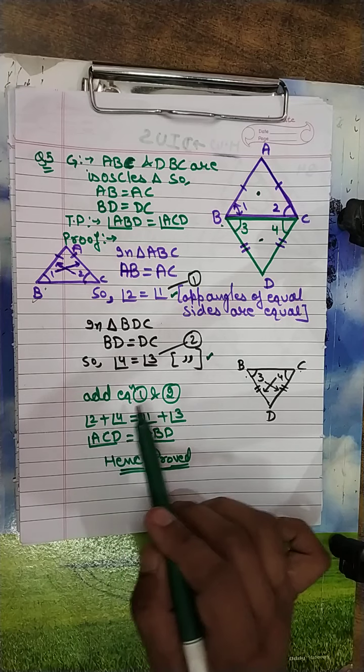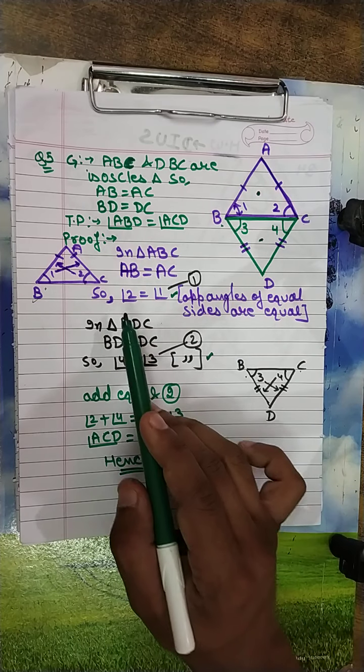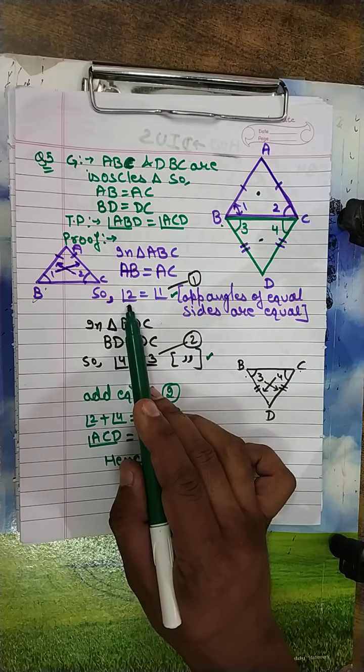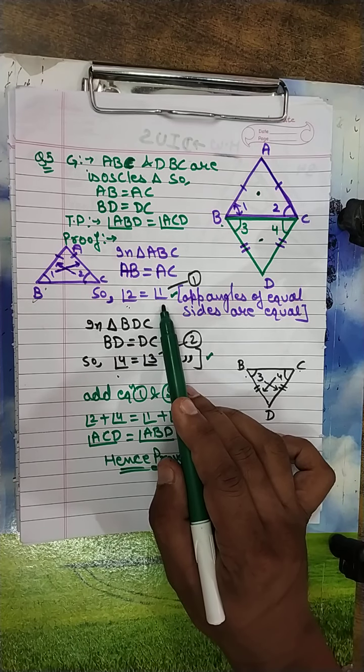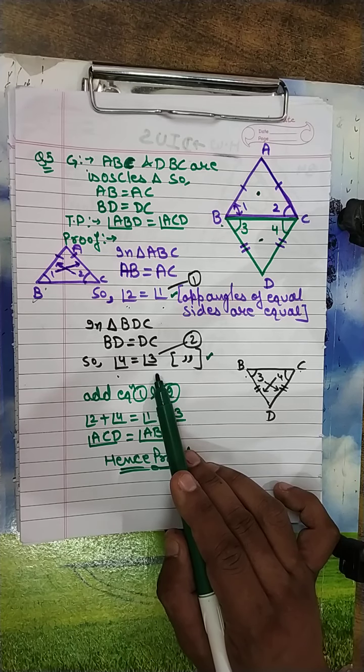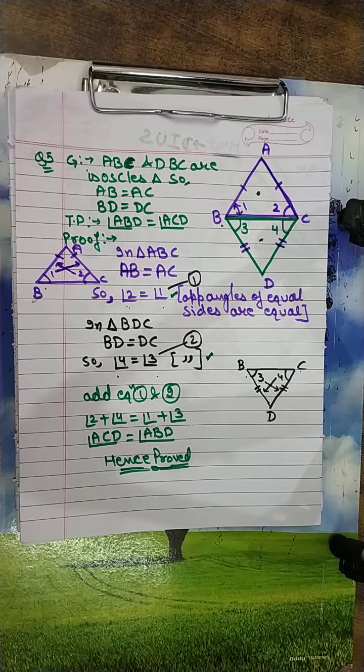Add equations 1 and 2. It means the left hand side angle is added to the left hand side angle, and the right hand side angle is added to the right hand side angle. Remember, in chapter 6 I told in the videos that the left hand side is added to the left hand side and the right hand side of the equal sign is added to the right hand side, if you remember the videos.